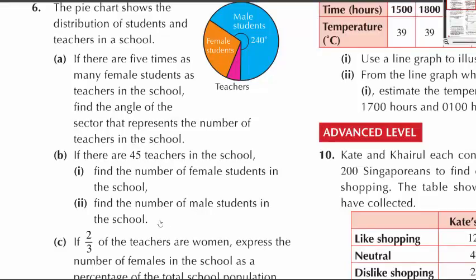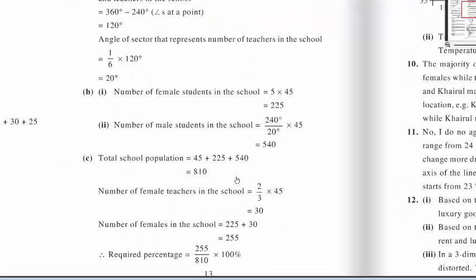Find the number of male students in the school. Okay, so you know that 20 degrees will represent 45 teachers in the school. So 240 degrees will represent how many people in the school? So you use proportion to solve. The number of male students in the school will be 240 degrees times 45 divided by 20. So the number of male students will be 520.